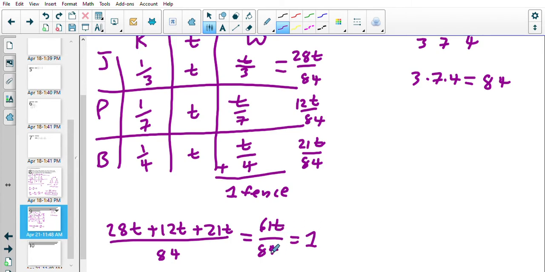So again, using our properties of proportions, if we multiply both sides by 84 and divide by 61, we'll get T all by itself. So T equals 84 over 61, or 1 and 84 minus 61 is 23, 1 and 23 over 61.